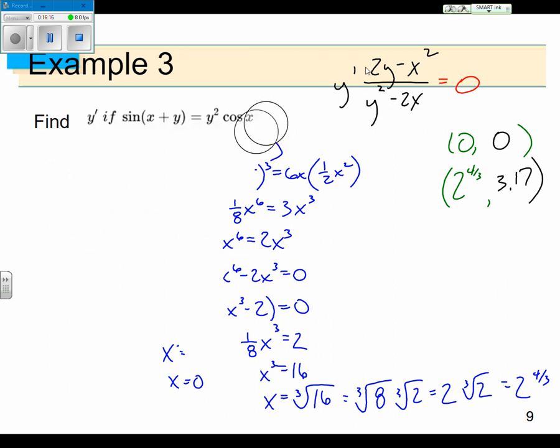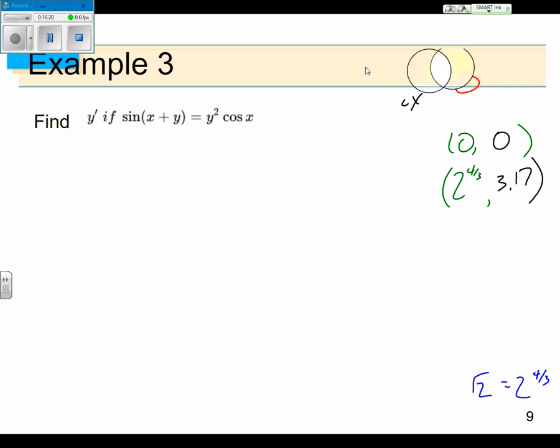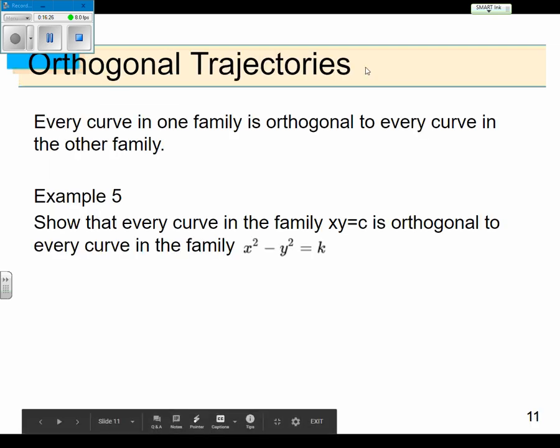Oh, sine and cosine want to play, huh? You think you guys can handle this one? Let me see what's next real quick. I know there was one I wanted you guys to work. Yeah, I want you guys to work this one.